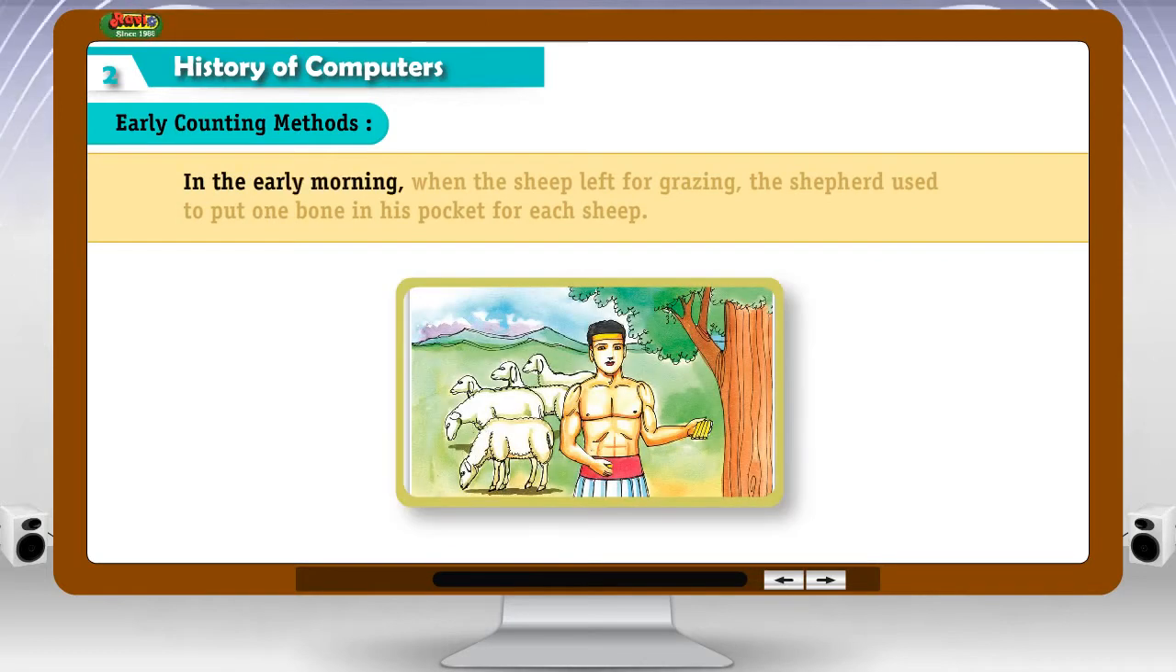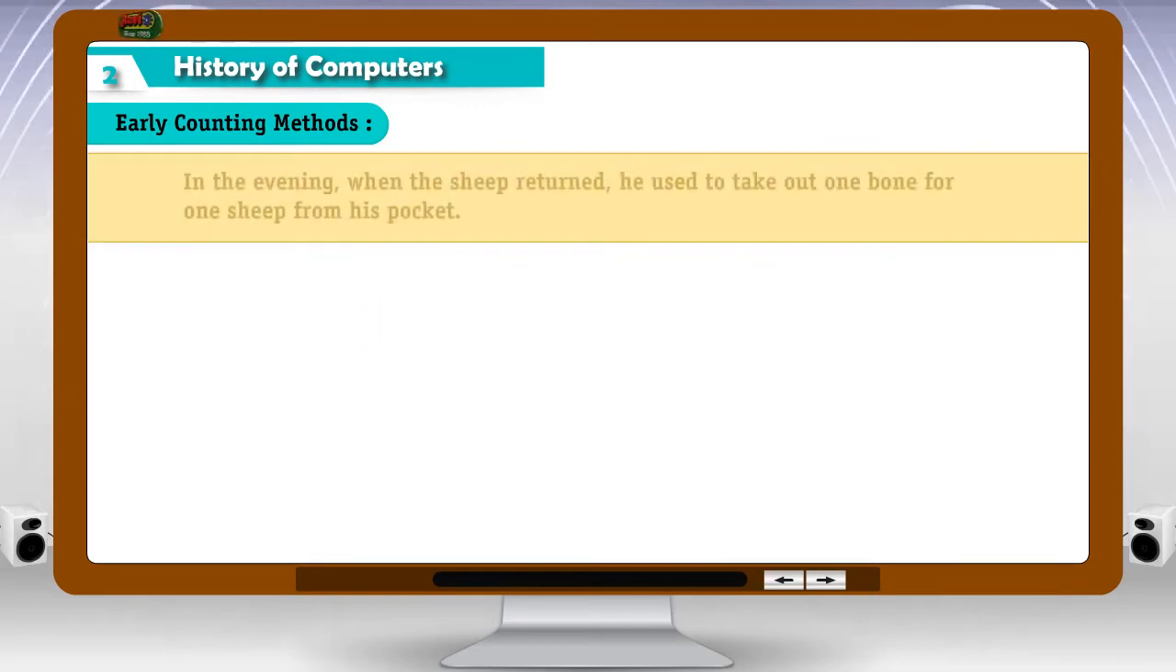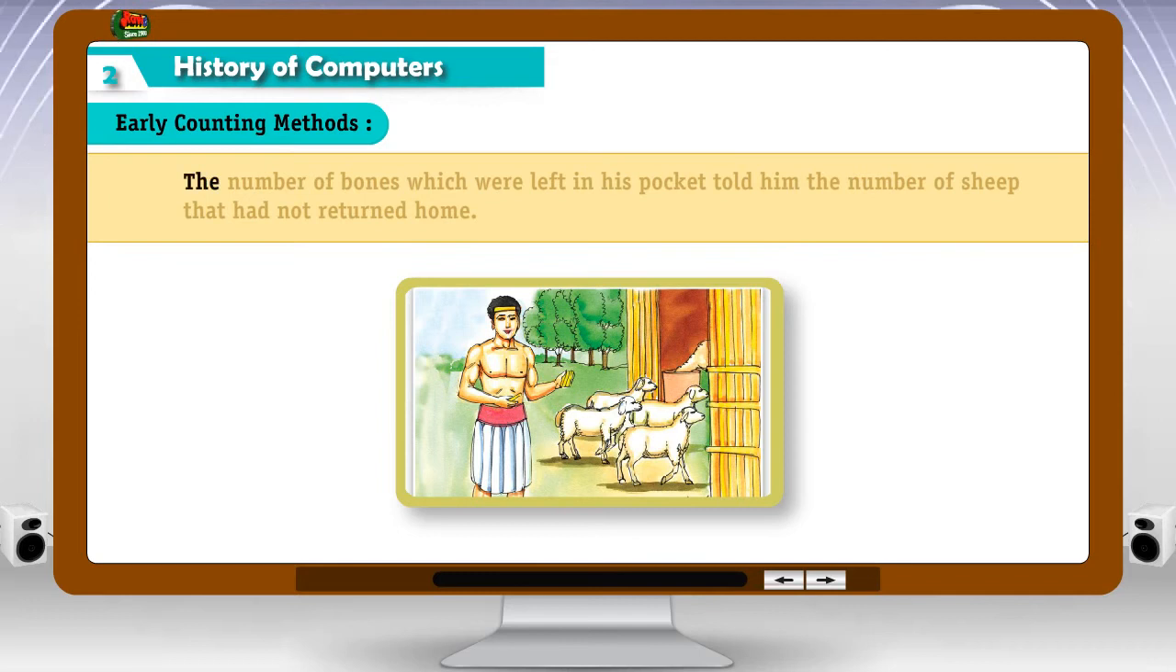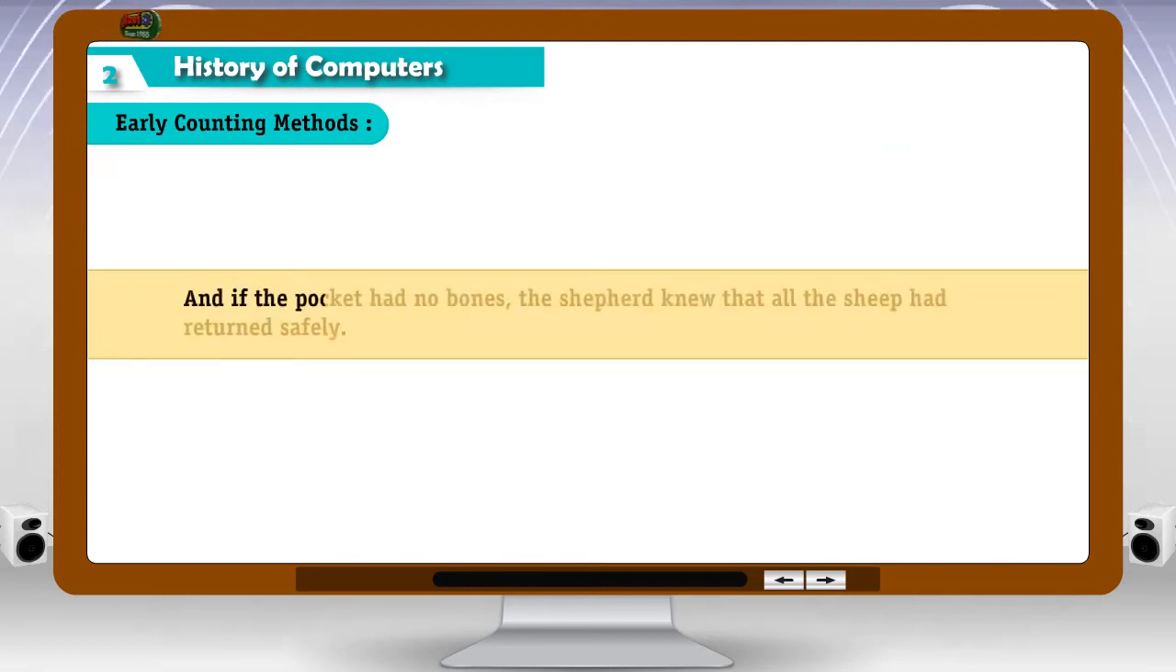In the early morning, when the sheep left for grazing, the shepherd used to put one bone in his pocket for each sheep. In the evening, when the sheep returned, he used to take out one bone for one sheep from his pocket. The number of bones which were left in his pocket told him the number of sheep that had not returned home. And if the pocket had no bones, the shepherd knew that all the sheep had returned safely.